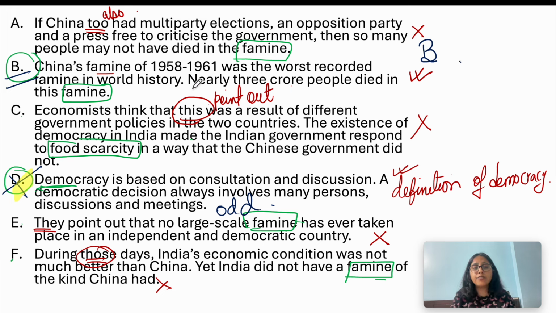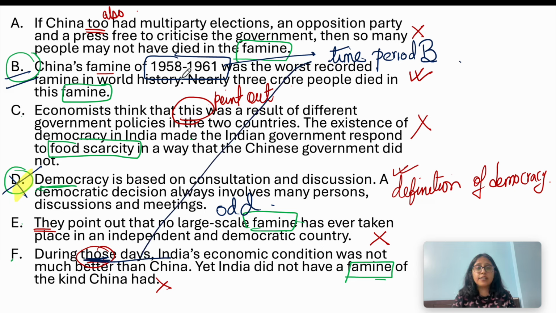So China's famine of 1958 and 1961 was the worst recorded famine in world history. Nearly 3 crore people died in this famine. Okay. This is our first sentence. Now this first sentence, sentence B, talks about a time period, 1958 to 1961. And if you look at sentence F, then sentence F points at that time, during those days. So which days? This one, 1958 to 1961. So it points at this time period. That's why F should come after sentence B.